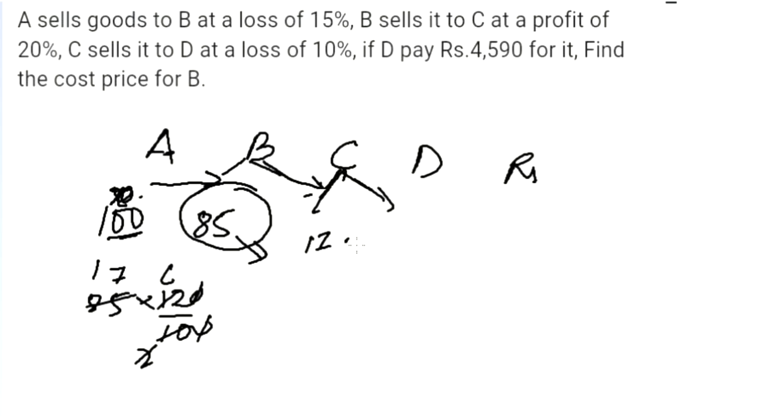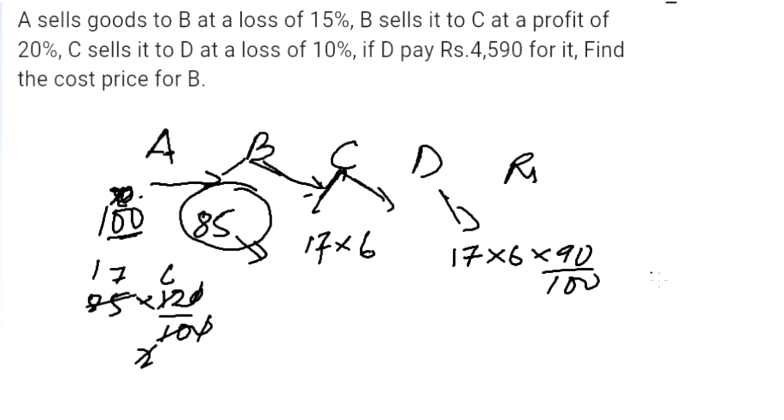I'll write 17 into 6 because I don't want to multiply. 17 into 6 will be the value of the cost price of C. And then C sells at how much? A 10% loss. So 10% loss is like what? 17 into 6 into 90 by 100, right?